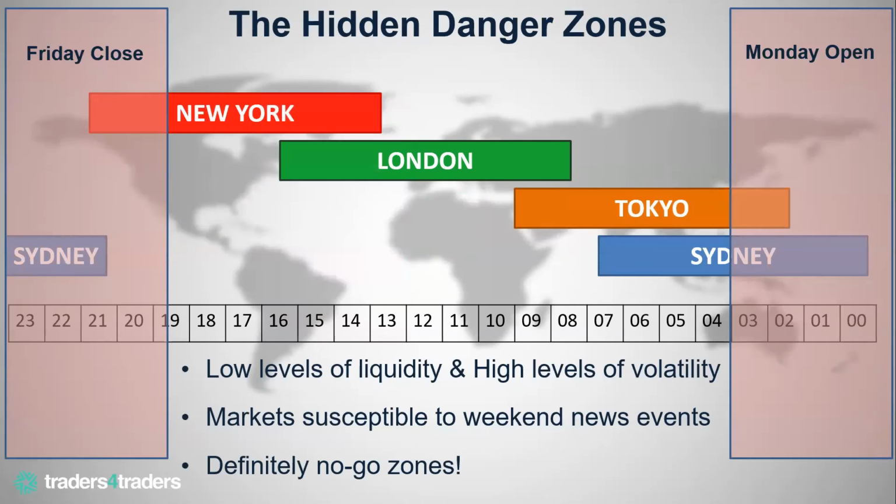Now, outside those changeovers, there's the hidden danger zones. These are zones with low levels of liquidity and high levels of volatility. And the markets here are susceptible to weekend news events. And I would generally say they are no-go zones. If you turn the screens on at home and you want to have a look around and see if you can make some money, well, make sure you're not dabbling in these hidden danger zones, because your positions may get knocked out before they have a chance to get going, just with the higher levels of volatility.